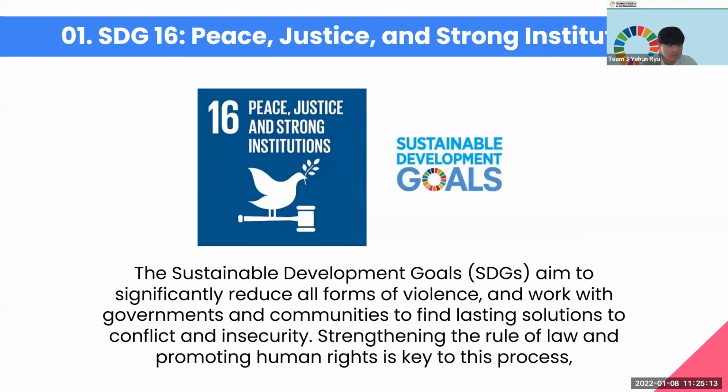What is SDG 16's goal? SDG 16 aims to significantly reduce all forms of violence and work with governments and communities to end conflict and insecurity. Promoting the rule of law and human rights are key to this process, as it reduces the flow of illicit arms and strengthens the participation of developing countries in the institutions of global governance.